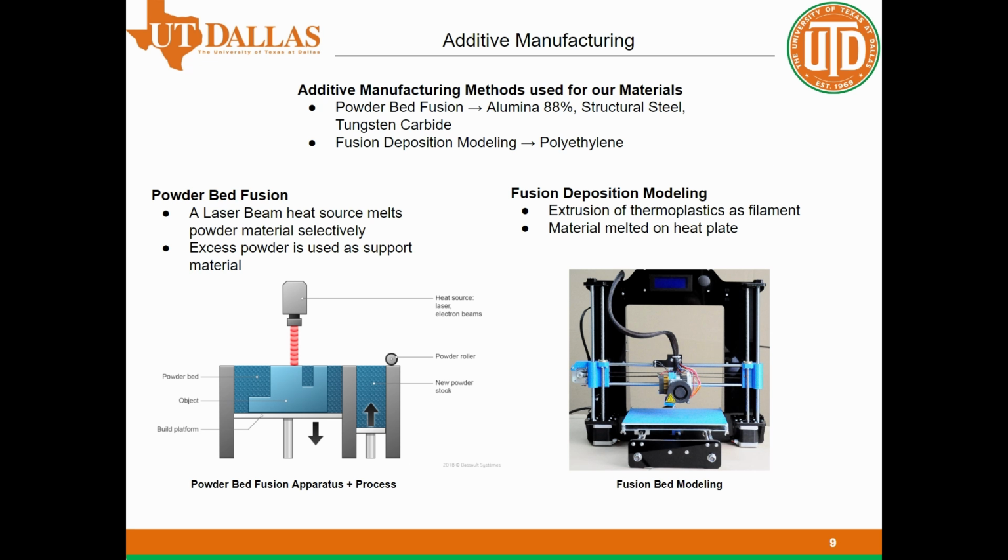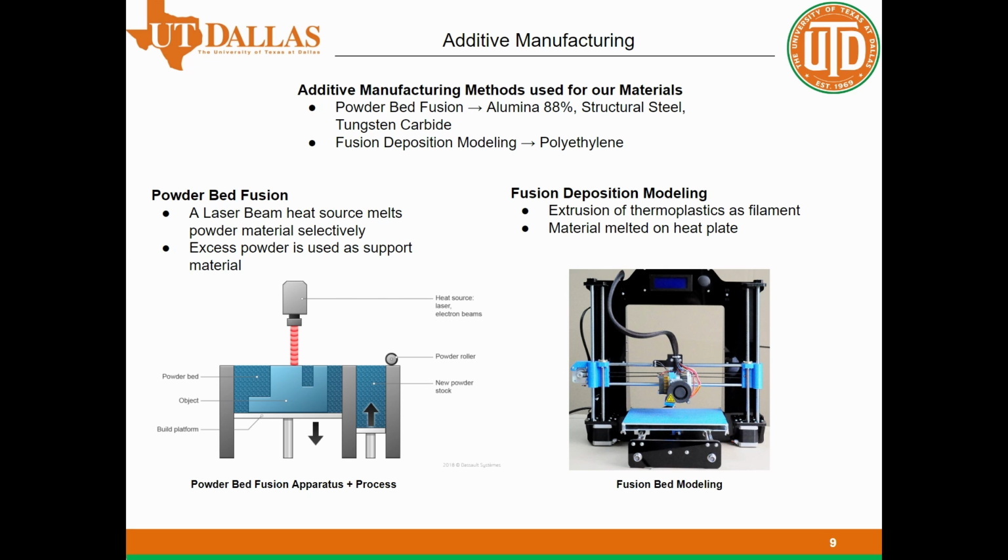Each of our materials can be additively manufactured. Only polyethylene is simulated in this experiment, but each process to additively manufacture or 3D print the material is listed here. Polyethylene is used in fused deposition modeling, while the rest of the materials can be used in powder bed fusion. Powder bed fusion commonly uses a laser beam as a heat source, which selectively melts powder pellet-like materials. Any excess powder not melted into the geometry can be used as a support structure.